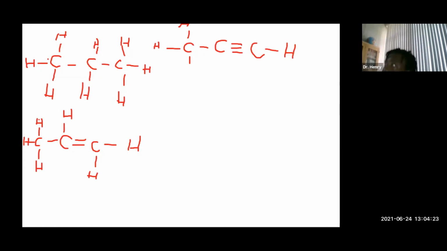Okay, so that very first one, the one that only has single bonds, what does that belong to? Which family of hydrocarbons does that belong to? Okay, alkanes.